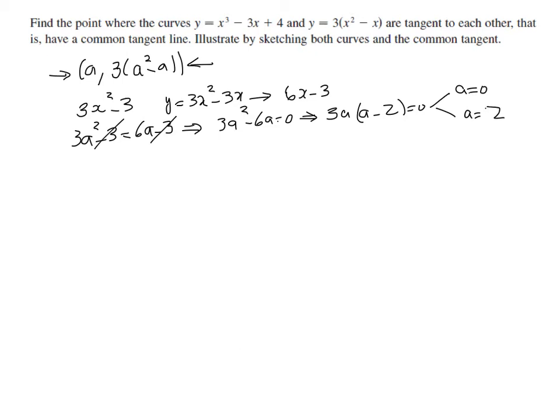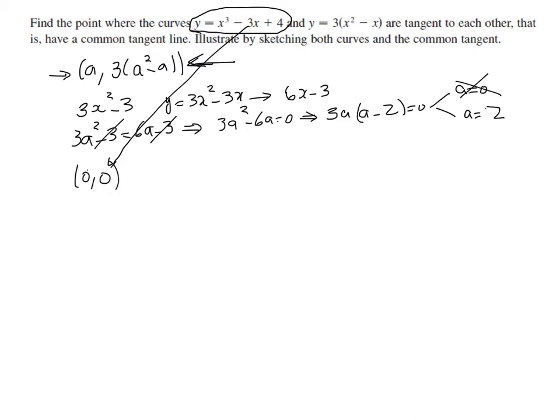Now, if a is equal to 0, the point where the two curves touch each other becomes (0, 0). Now, if we look at this point, when you put x equal to 0 in the first equation, you get 0 cubed minus 3 times 0, which is 0, plus 4 is 4. And this is not equal to 0 here. So this means I have to drop a equal to 0. It's not a valid answer.